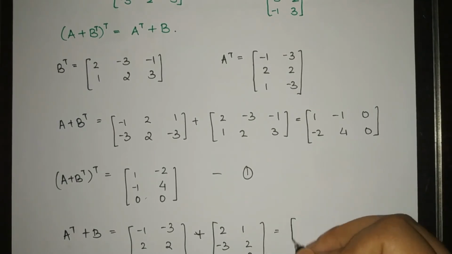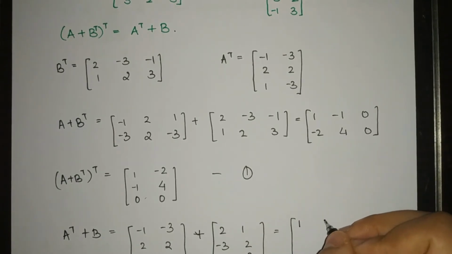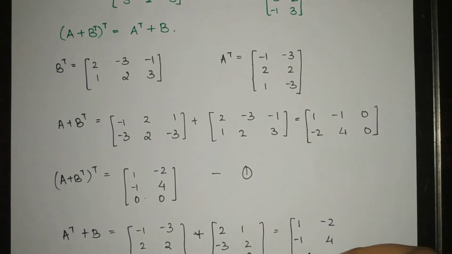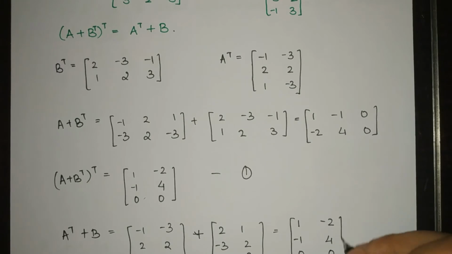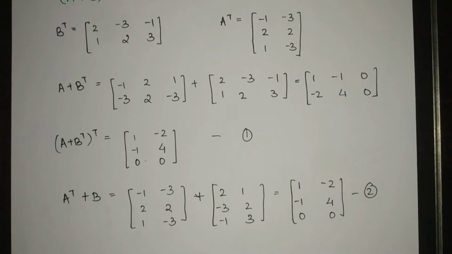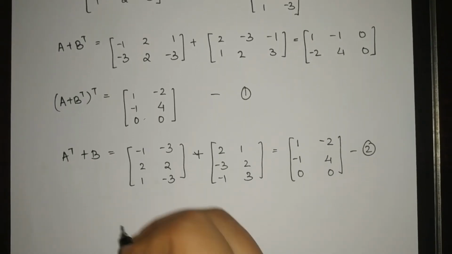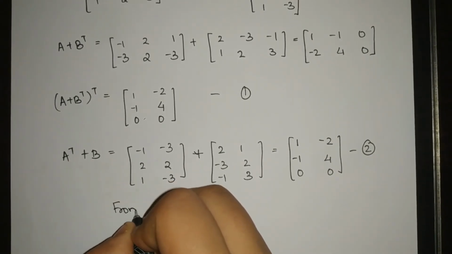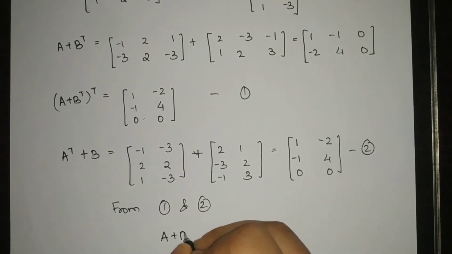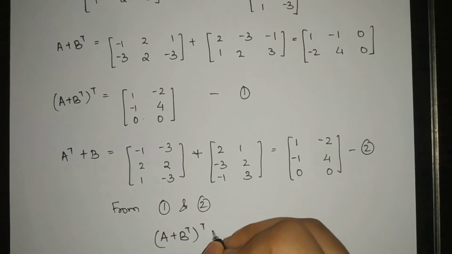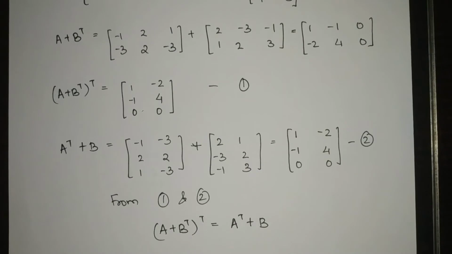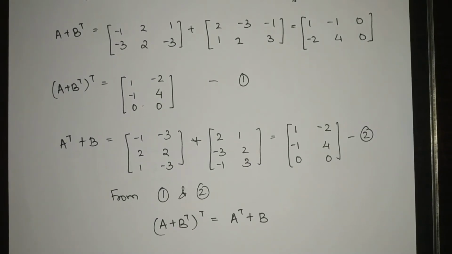इसको add कर लेते हैं. So we get 1. Then here we have -2. फिर here we have -1, 4, 0 and 0. Okay. And this I called as 2. So from here we get 1 and 2 say that these are the same matrices, and therefore from 1 and 2, A plus B transpose, the whole transpose, is equal to A transpose plus B. Okay, let's do the next question now.